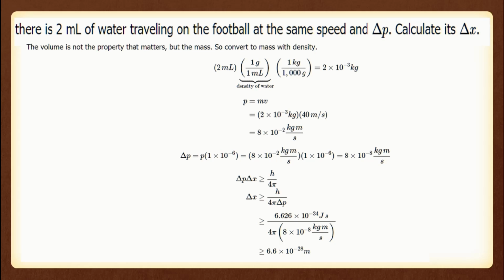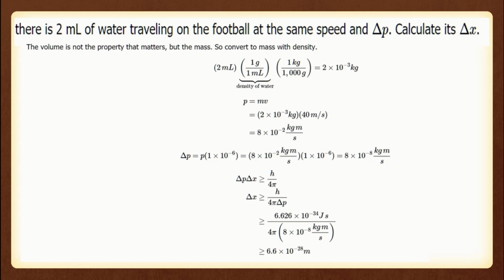P is equal to mv, which is equal to 2 into 10 power minus 3 kg into 40 meter per second, which is equal to 8 into 10 power minus 2 kg meter per second. Delta P is equal to P into 1 into 10 power minus 6, which is equal to 8 into 10 power minus 2 kg meter per second into 1 into 10 power minus 6, which is equal to 8 into 10 power minus 8 kg meter per second.